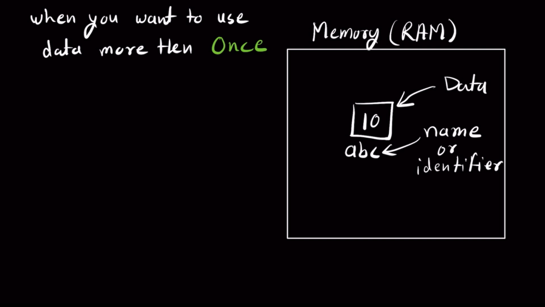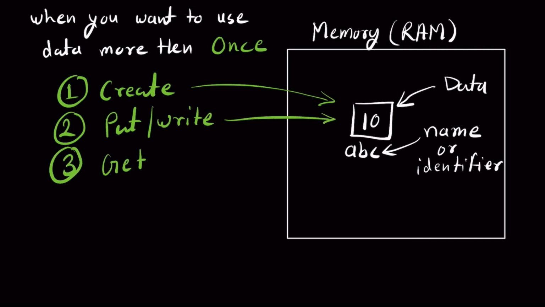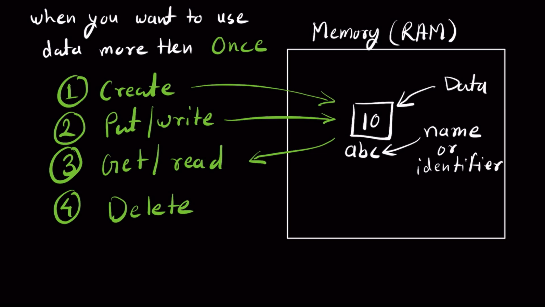Okay, let's understand what actions we can perform with the variables. First of all, we can create a new variable, which basically allocates some memory in RAM. The second one is we can write a variable or put something in a variable. Third, we can get the value, that means we can read the variable. And at the end, we can destroy or delete the variable as well in some cases.